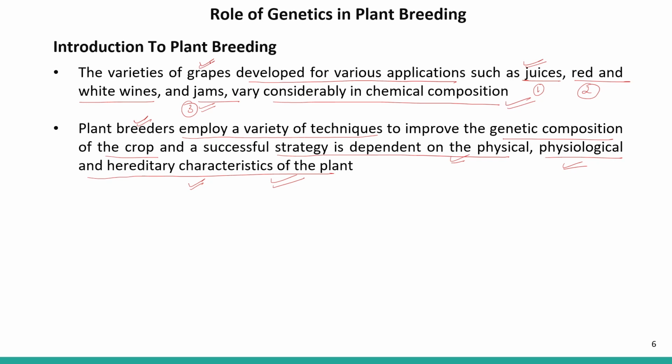So how to prepare those grapes? We are dependent on the plant breeding technique. And what plant breeders do is use these three strategies: they depend on the physiological, physical, and hereditary characteristics of the plant for plant breeding.